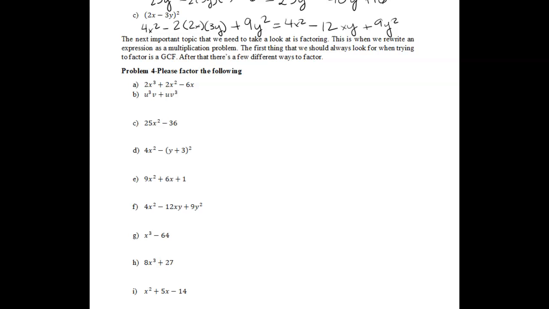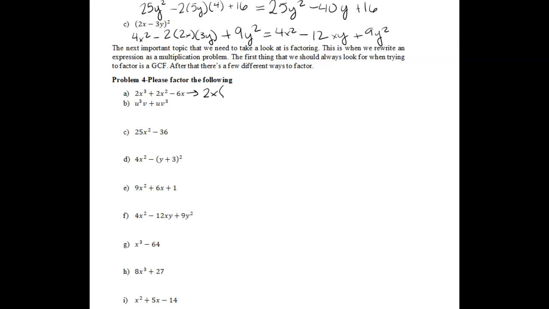On A, I have 2x cubed plus 2x squared minus 6x. So I notice that all of those terms are divisible by 2, and all of those terms have an x. So I'm going to divide that out, which is going to become 2x, and then I write a set of parentheses, and then I write whatever is left inside of those parentheses, because factoring is just undoing distribution. So I should have an x squared left plus an x minus a 3.